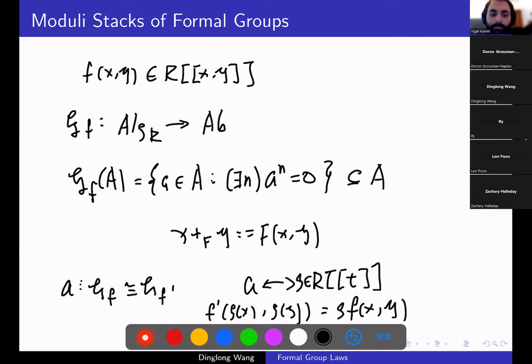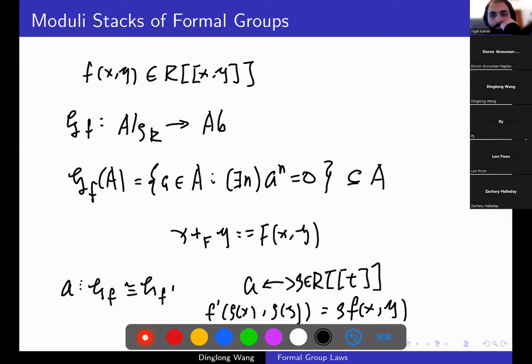We call a functor G from R-algebras to abelian groups coordinatizable if it has the form GF for some formal group law F. And these coordinatizable formal group laws form a subcategory of the category of functors from R-algebras to abelian groups. We have just seen this subcategory in the invariant description.